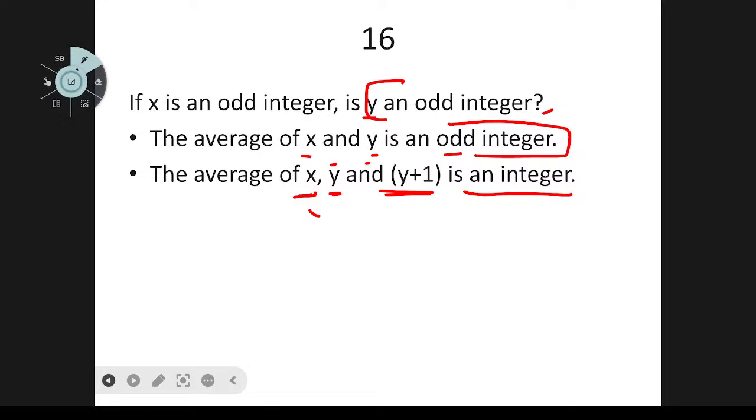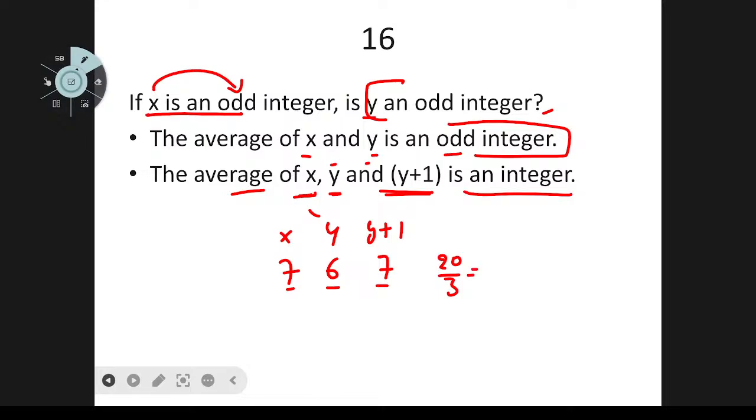Now it is known that x is odd. Already it is given in the question. So I will take x is equal to 7. Now I am taking y as an even number. First I will check with an even number. Let's say it is 6. So y plus 1 will become 7. Now when I add and take the average, 7 plus 6 plus 7, 20 divided by 3.